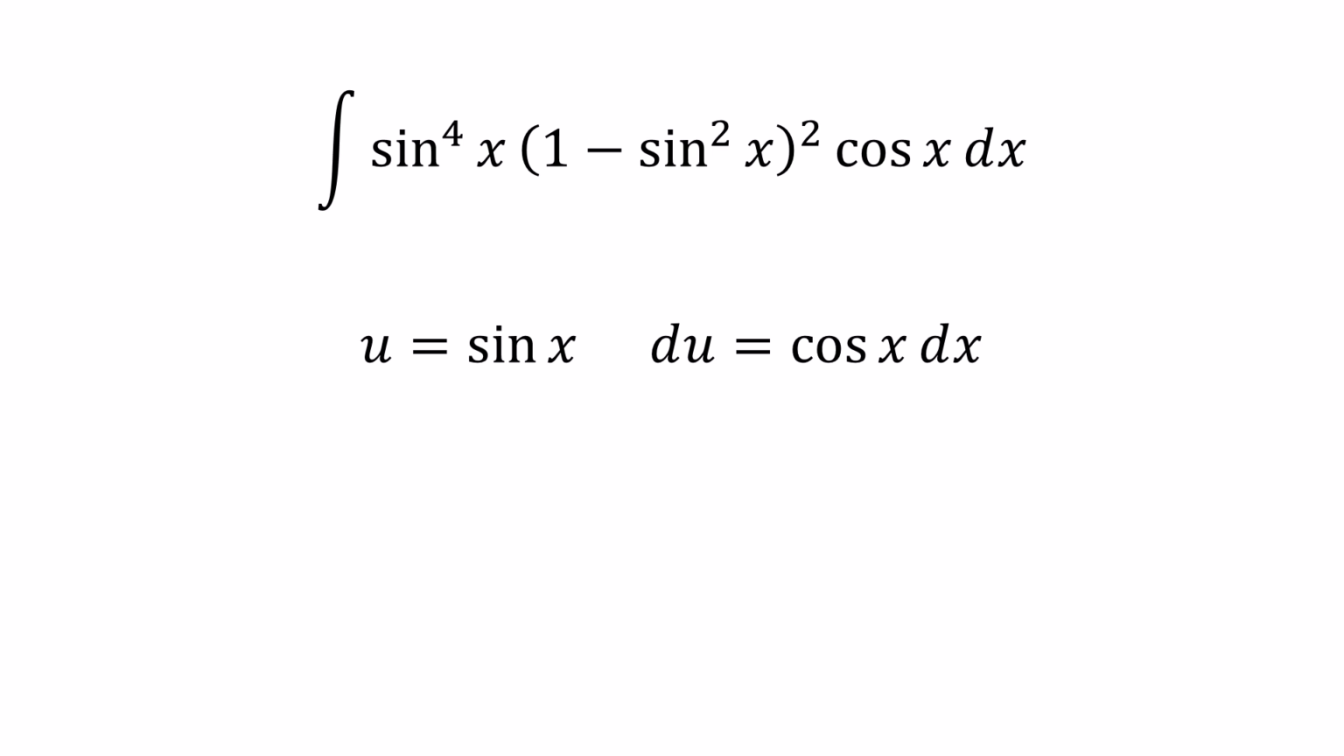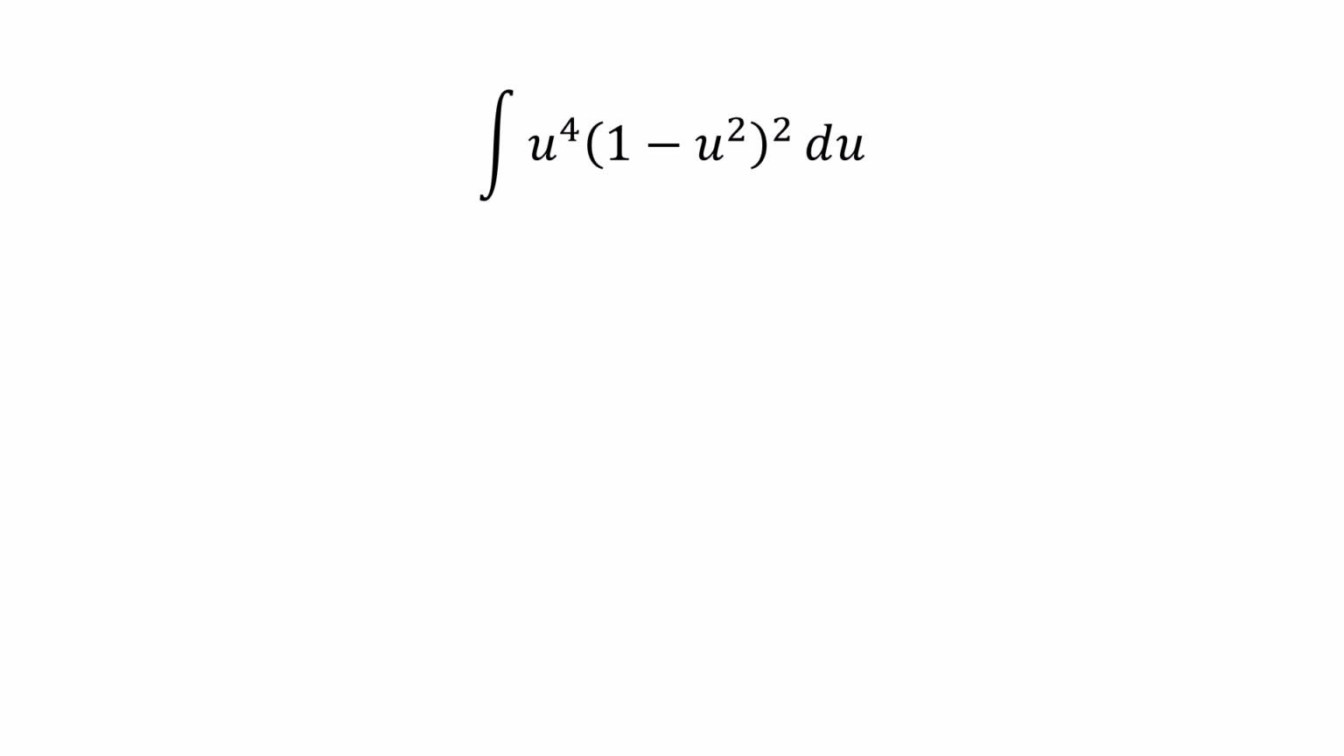Substituting into the integral, we arrive at the integral of u to the fourth times 1 minus u squared squared du. Expanding the exponential gives the integral of u to the fourth times 1 minus u squared times 1 minus u squared du.